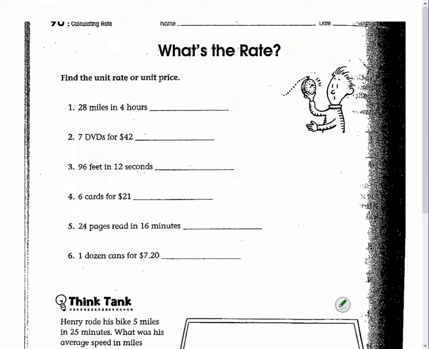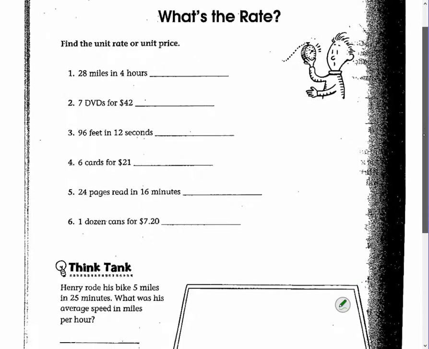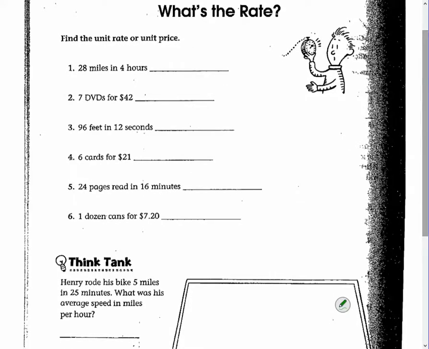Oh, actually, you guys have homework tonight. You're going to do this worksheet for homework tonight, and you're finding the unit rate or the unit price. Now, I want you to pay attention right here where it says 7 DVDs for $42, 6 cards for $21, and 1 dozen cans for $7.20. You want to put your money first, right? So you want to figure out the price per DVD. You want to find the price per card. You want to figure out how much it is for 1 can. How many are in a dozen? 12, all right? So you would divide that by 12.